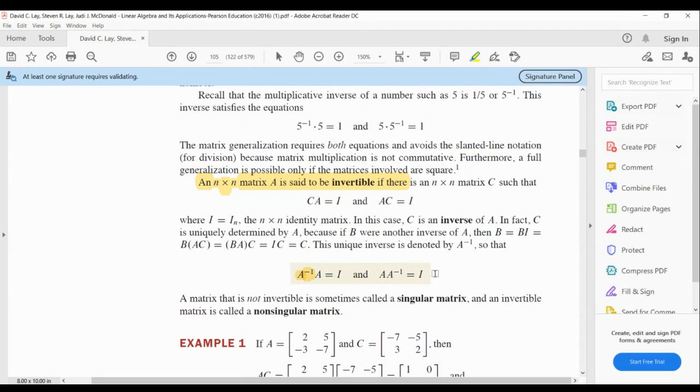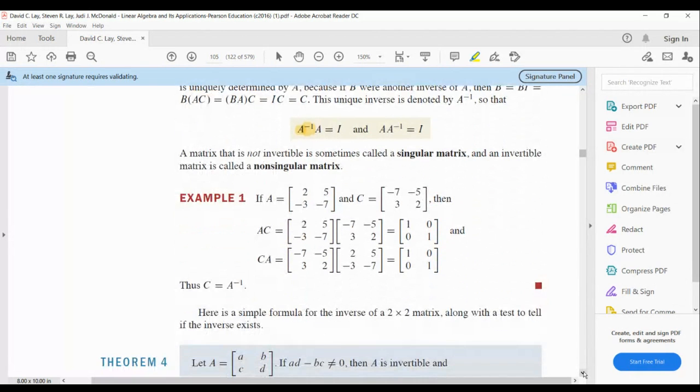So in general, matrix multiplication is not commutative. A times B is not equal to B times A. But the A inverse times A does equal the identity, and A times A inverse also equals the identity. So that's a property of an inverse.